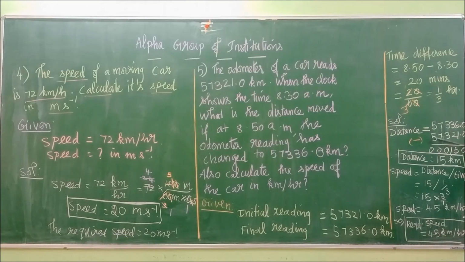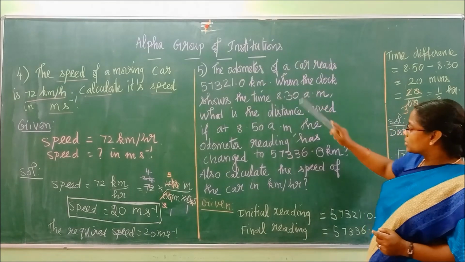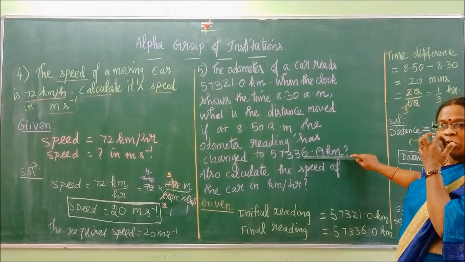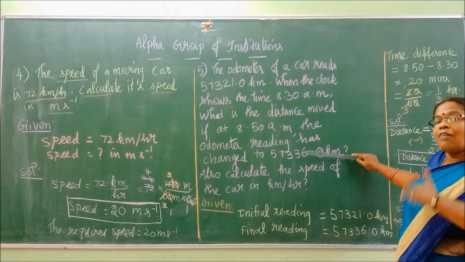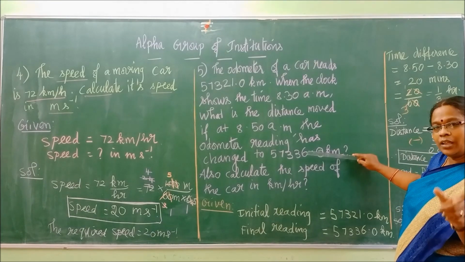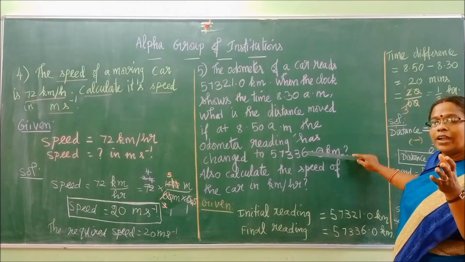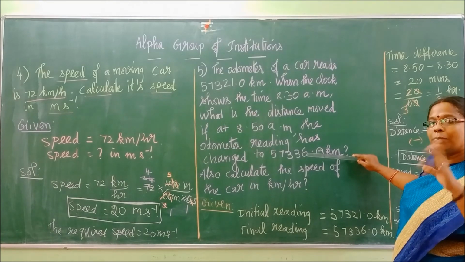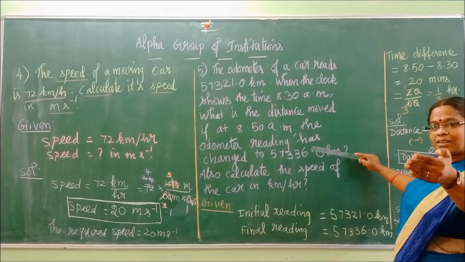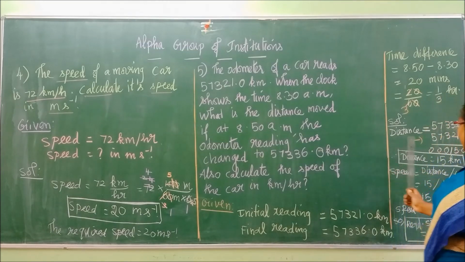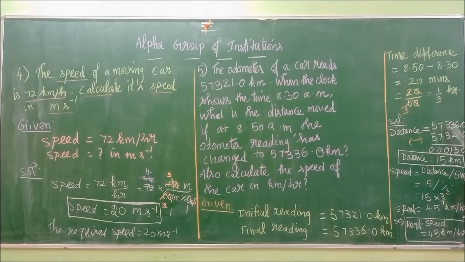So time is over. Distance: this is the first odometer value, and this is the odometer second value. When you want to find the distance, after you finish your travel, what's the reading? That you have to get, and the subtraction must be done between the two values. What is the final value and the initial value? So I have subtracted here 57336 minus 57321. Your answer will be 15. So distance you will get as 15 kilometer.